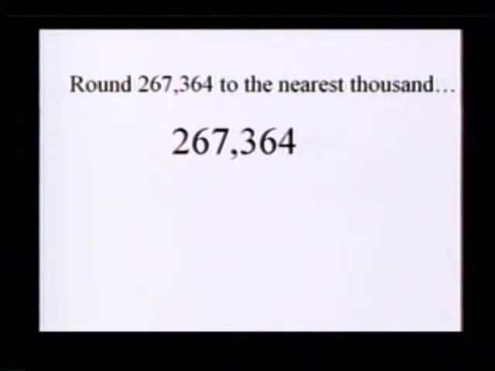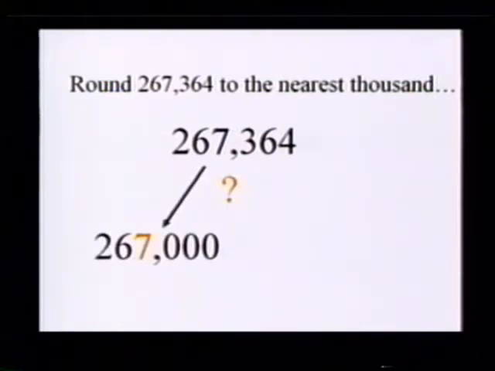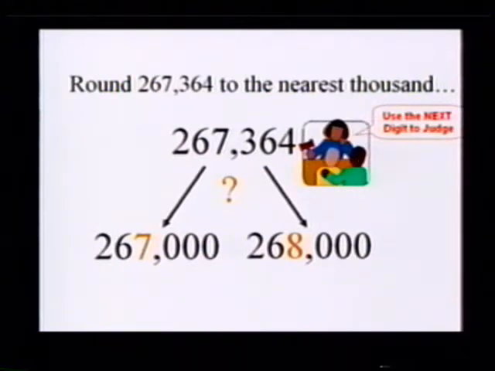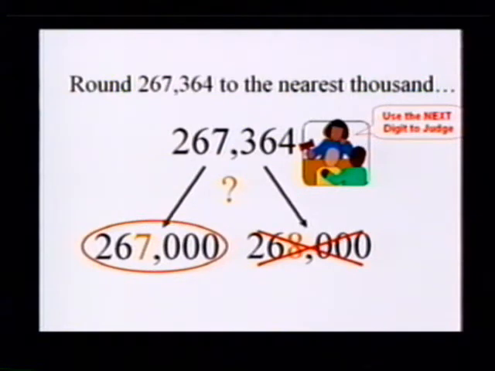Okay, let's do one more. We're going to round this number to the nearest 1,000. There's the 1,000. That means every number after that is going to be a 0. Well, it's either 267,000 or 268,000. How do we decide? Oh yeah, we use the next digit. Well, that's not quite all the way there, so in this case we use the 267,000. We don't go up in that case, and you never go down, okay?